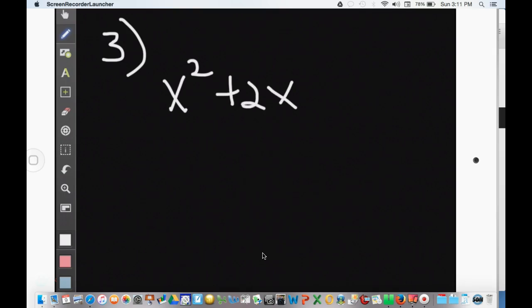For example 3, I would like you to just try to factor x squared plus 2x minus 15. Again, just turn the video off and give it a shot.